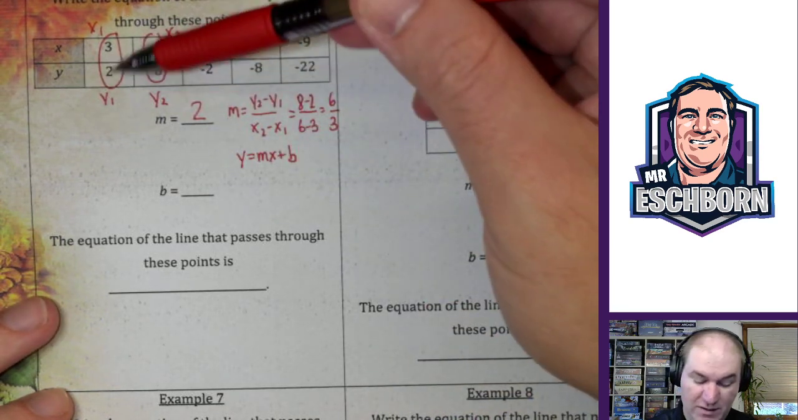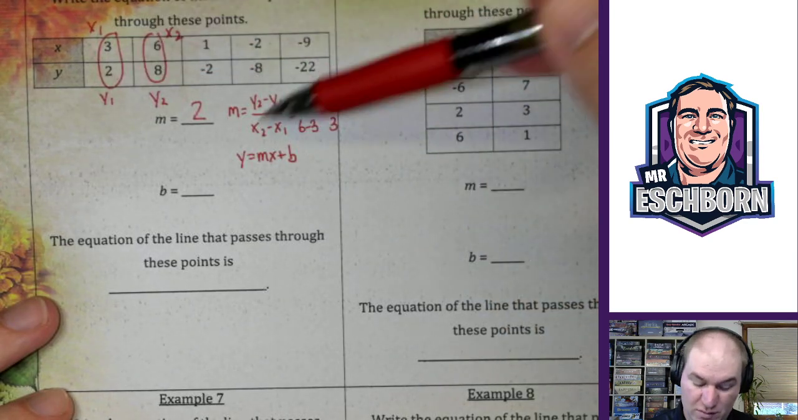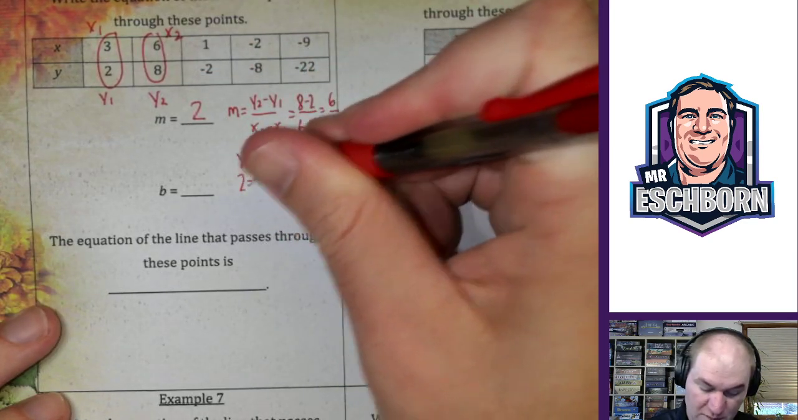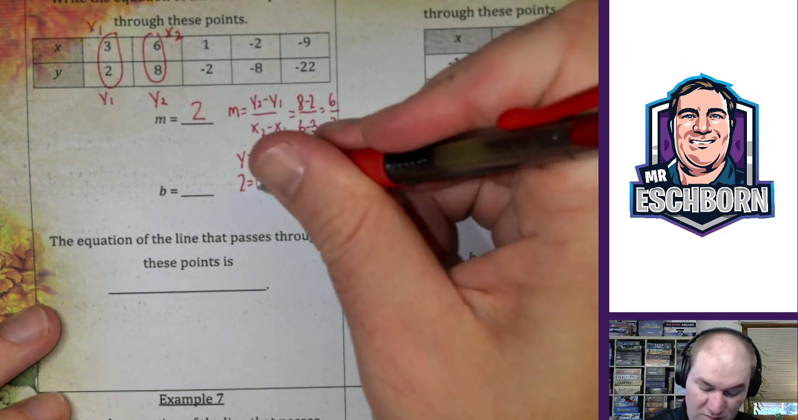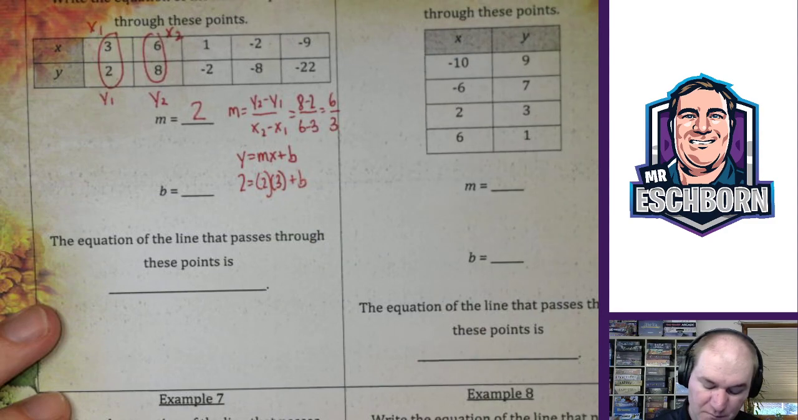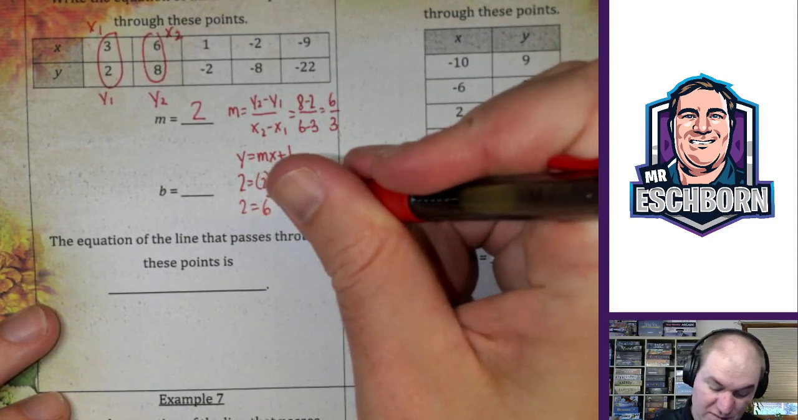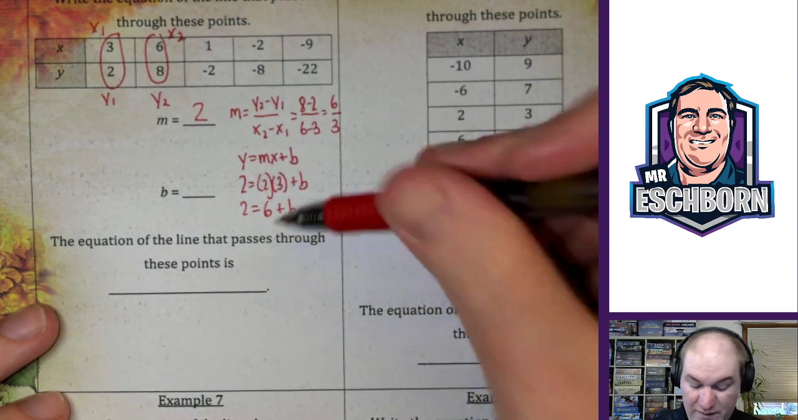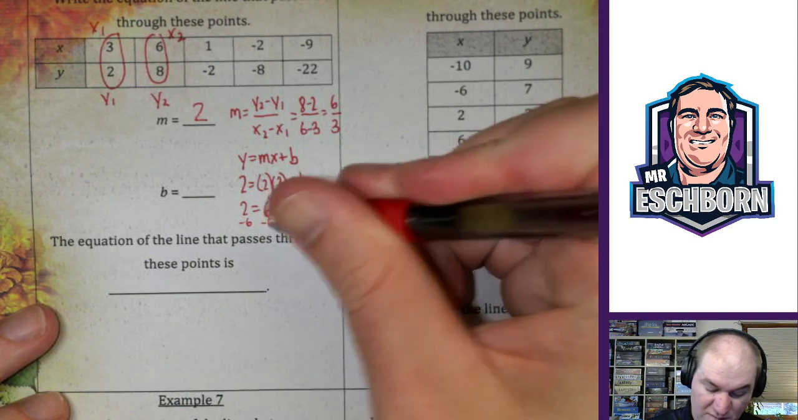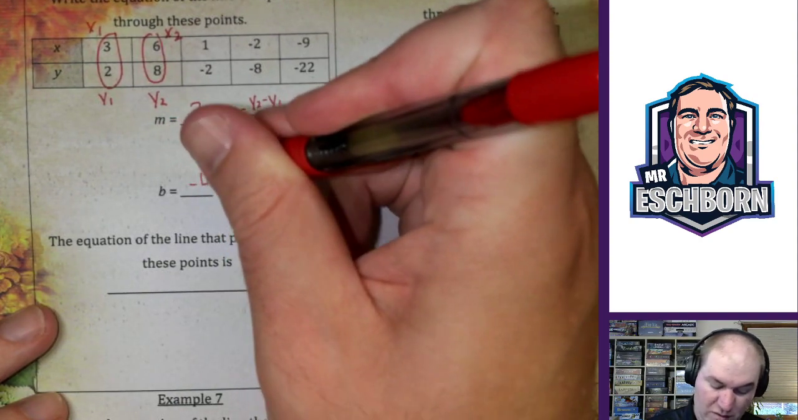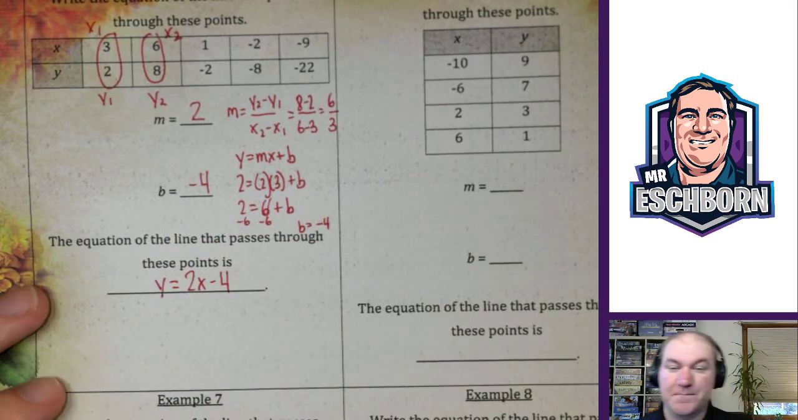So let's do that, and let's use this point right here. X is 3 and y is 2. So let's change y to 2. Let's change x to 3. And let's change the m to what we just calculated, which is 2. So this equation simplifies to 2 equals 2 times 3, which is 6, plus b. If I want to know what b is, I have to subtract 6 here and get b equals negative 4. So my equation is y equals 2x minus 4.